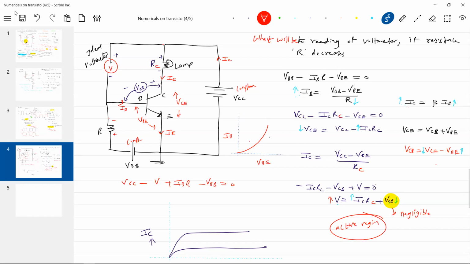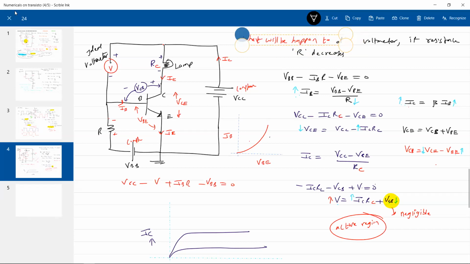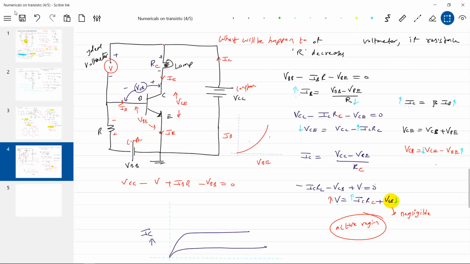What will happen to the reading of voltmeter? Because one is increasing, one is decreasing, we have to solve and substitute. If they give values, we can easily verify it. Without values, we can only say increases or decreases. If resistance decreases, check whether the reading of voltmeter increases, decreases, or remains constant.